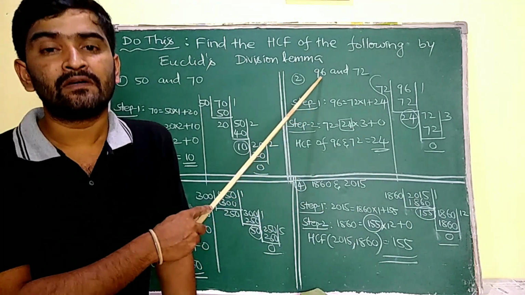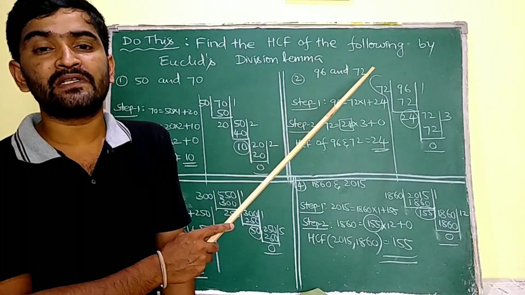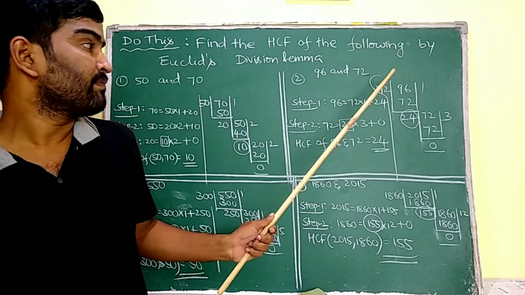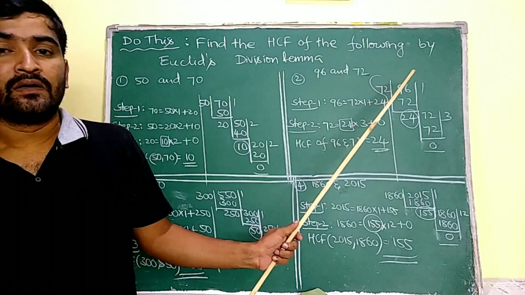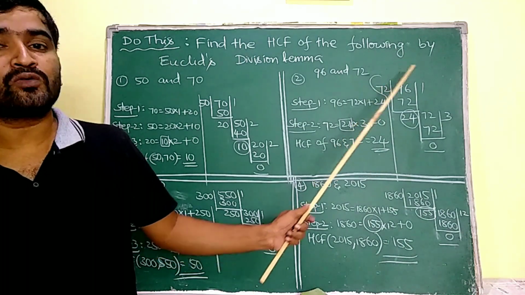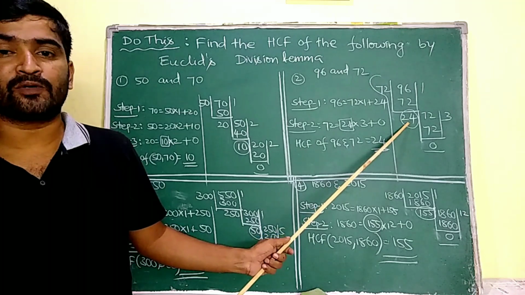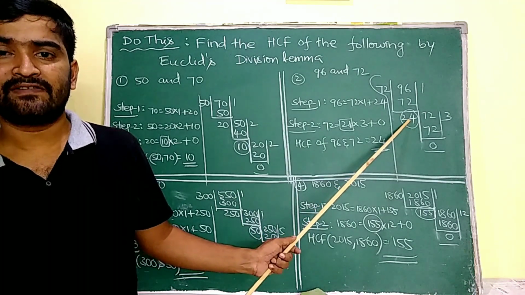Similarly, I have to find the HCF of 96 and 72. Here the smaller number is 72. That means I have to divide 96 with 72. See, 72 ones are 72. So here the remainder is 24. It is not equal to 0. So I have to follow the division again.